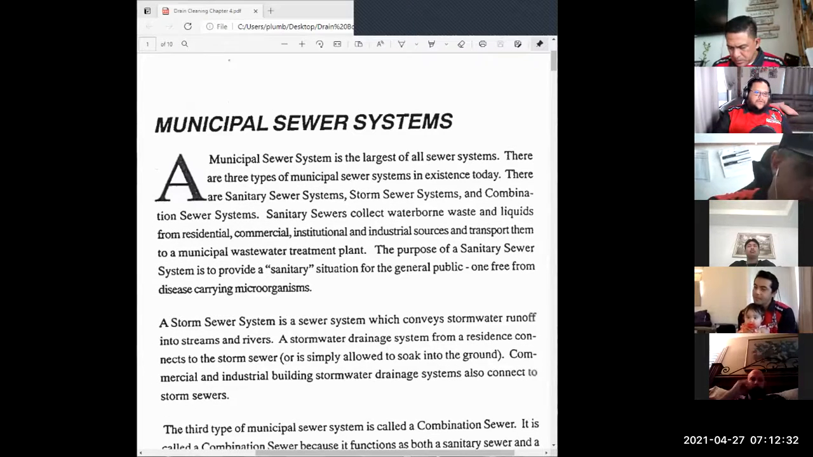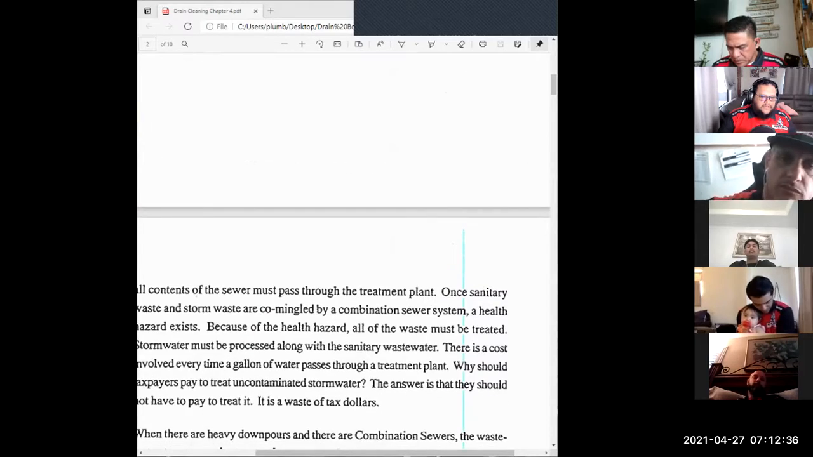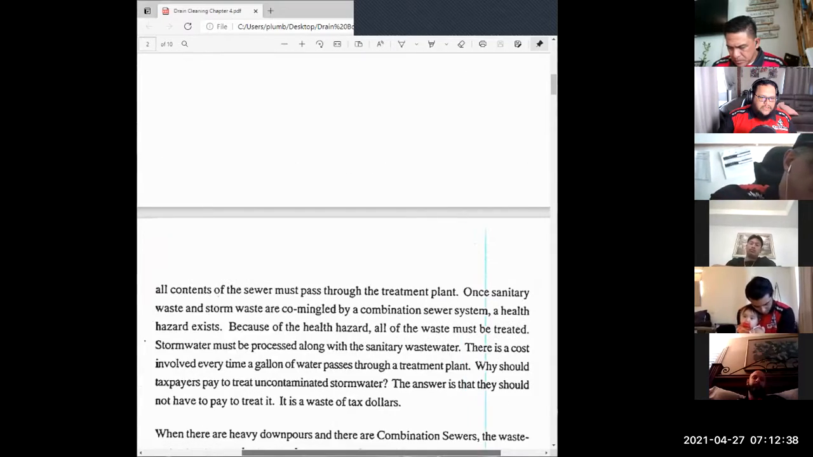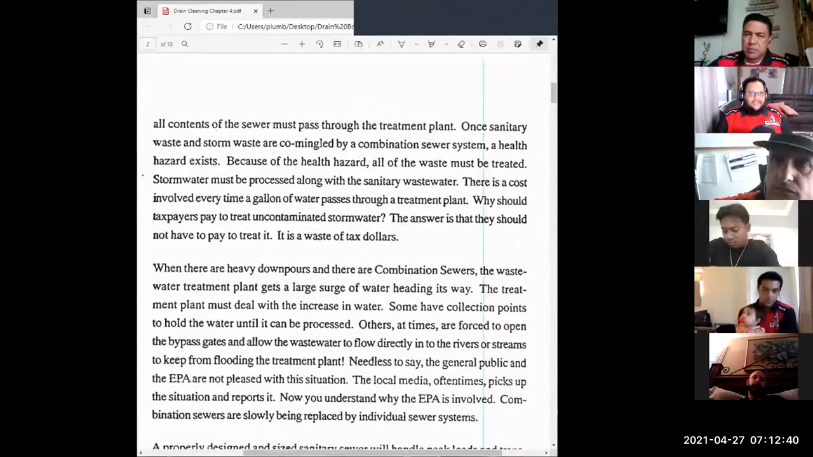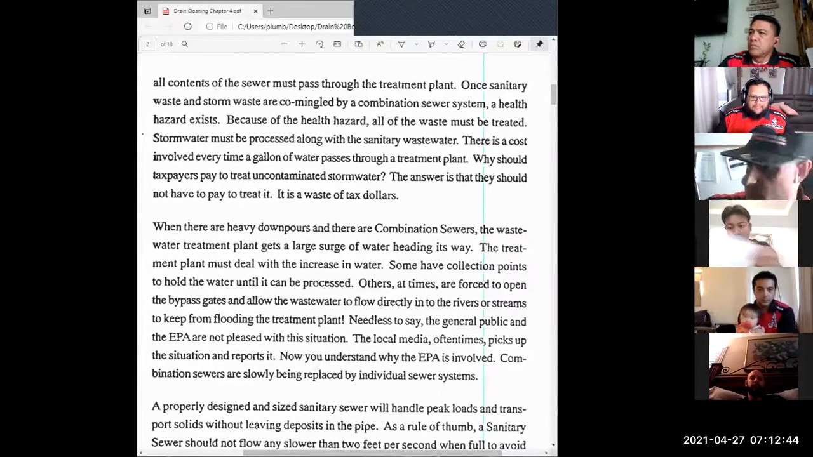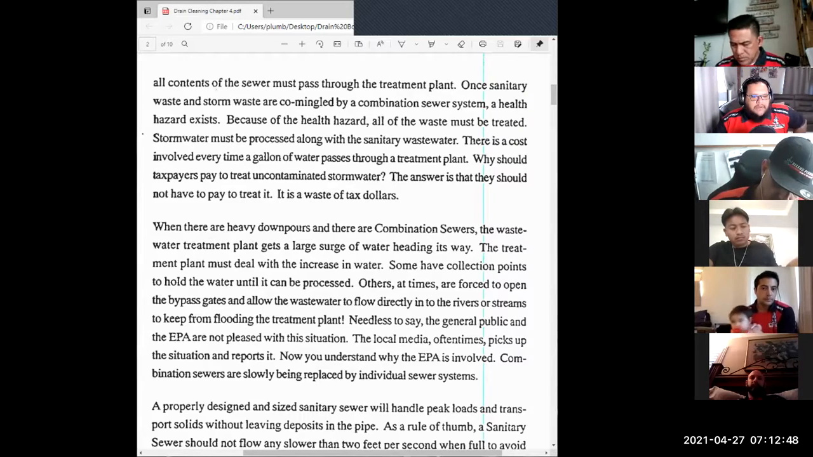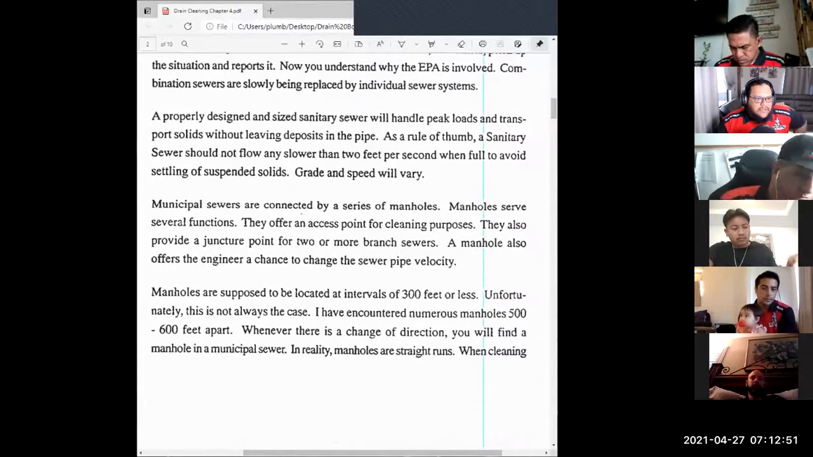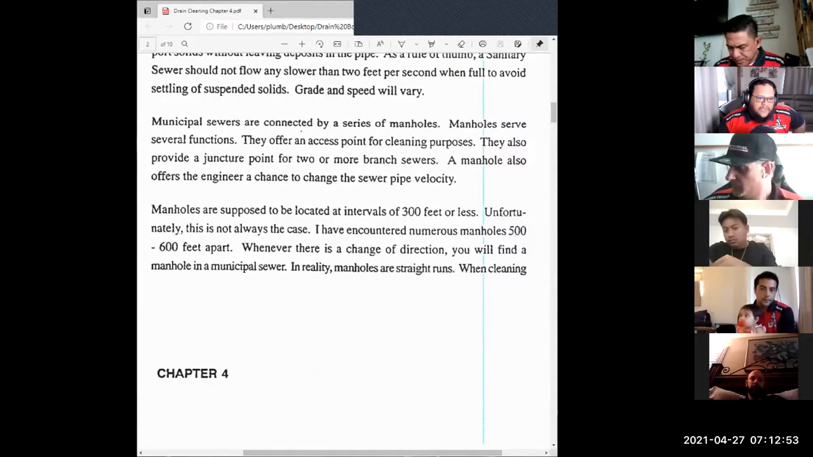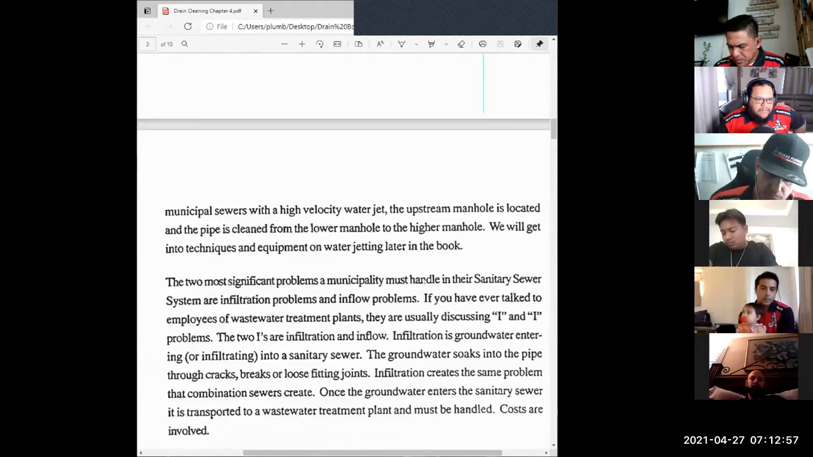So we went through this first part. It talked about the different types. It talked about why they don't like the combination side of the whole municipal part of it, being that it has to be treated differently. It costs a little bit more money.